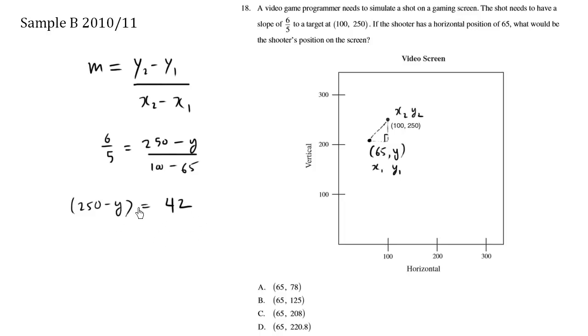And then we can move the y to this side, and we can have 250 minus 42. 250 minus 42 is 208. So we solve for y, it is 208. So the coordinate here is going to be 65, 208. Choice C is correct.